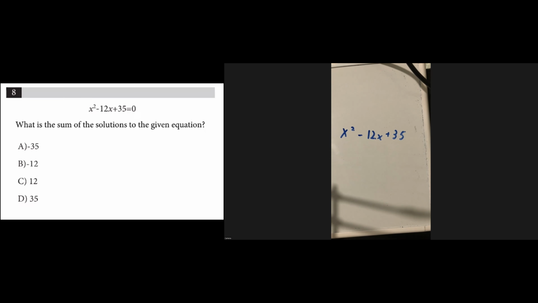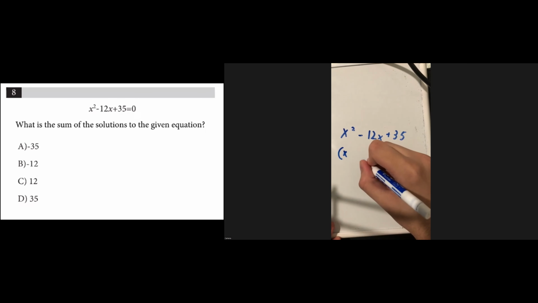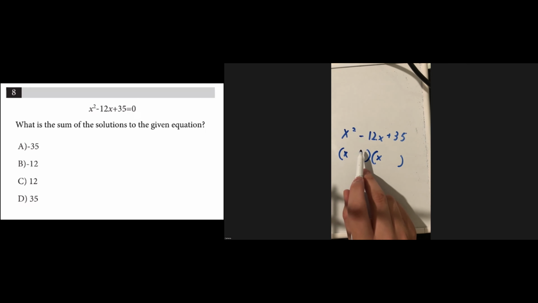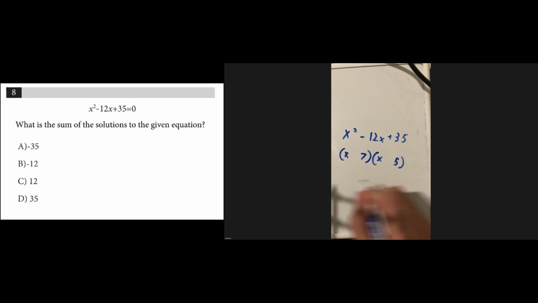Okay, so for this question, we just have to figure out what the two multiples are. So we have x plus or minus something, and then x plus or minus something. And so what times what is equal to 35, but when added equals negative 12? That would be 7 and 5. Because 7 times 5 is equal to 35, and then negative 7 minus 5 equals negative 12. So that means both these are negative.